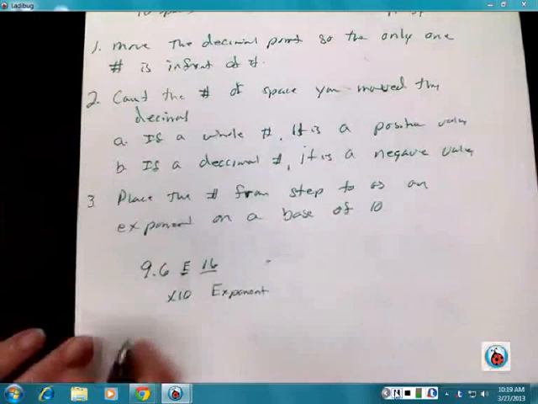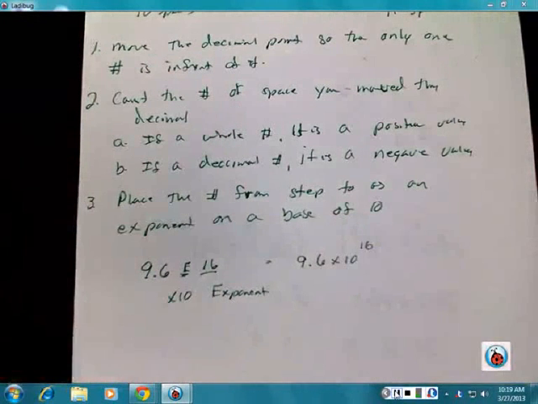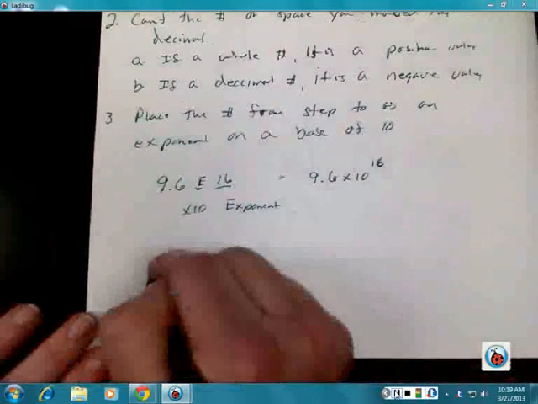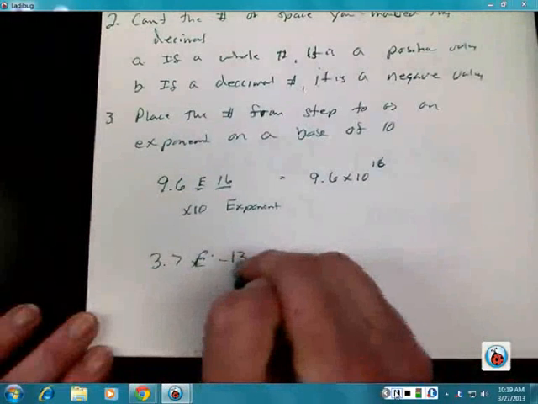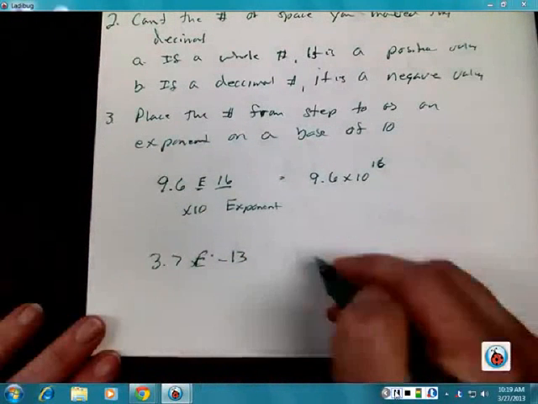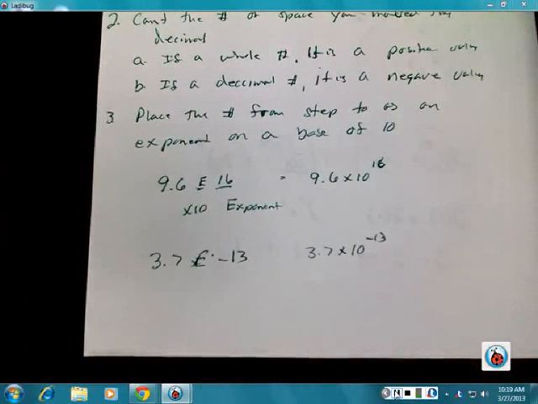So if that's what I had on my calculator, I really have 9.6 times 10 to the 16th power. If on my calculator I have 3.7 E to the negative 13th, that means I have 3.7 times 10 to the negative 13th power. All it's doing is replacing that 10 with the E, so it's an exponent that you're working with. Does that make sense?